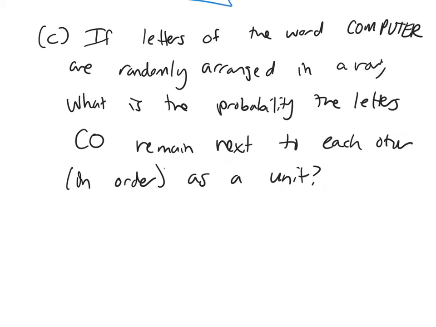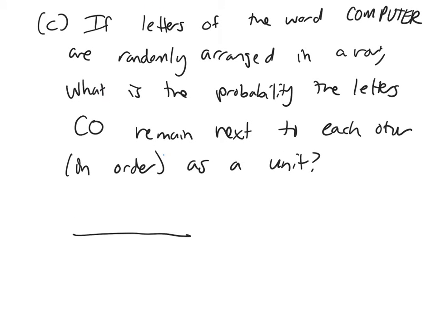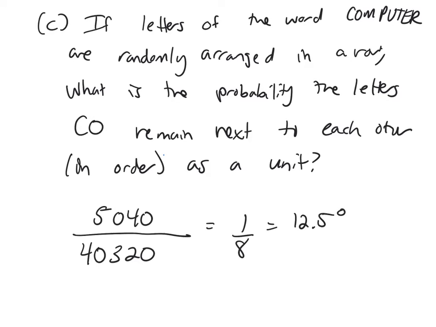So to get probability, there's a fraction, we divide by the total number of ways to arrange the letters in the word computer. So that was 40,320, we said. And then how many ways were there to arrange the letters where C and O remain next to each other in order? There was 5,040. So you compute this, I believe that this is 1/8 or 12.5%. That would be your probability.